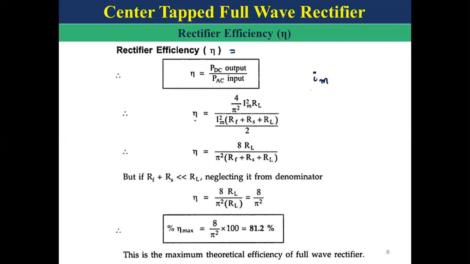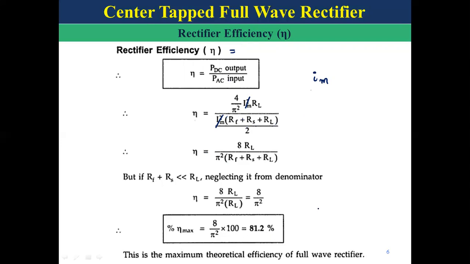Substitute DC output power and AC input power in terms of Im. Then our efficiency eta equals 4 by pi square into Im square RL by Im square into (RF plus RS plus RL by 2). And if you manipulate this equation, then this Im square and Im square are cancelled out. So eta equals 8 RL by pi square into (RS plus RF plus RL).